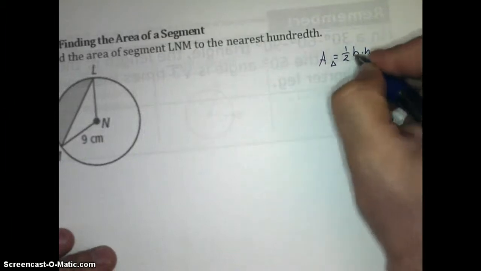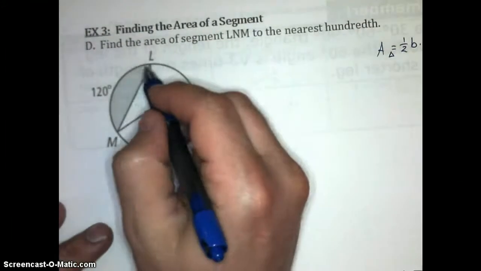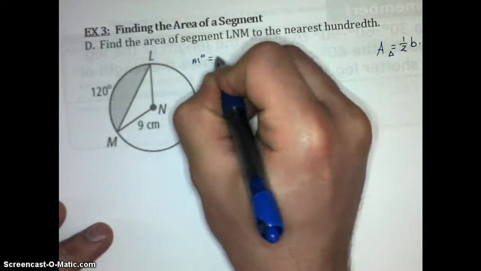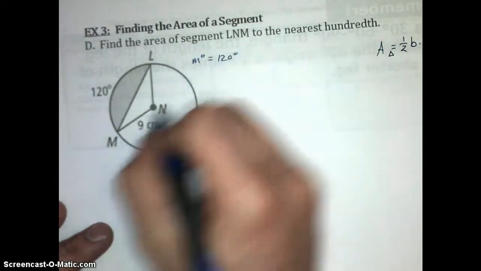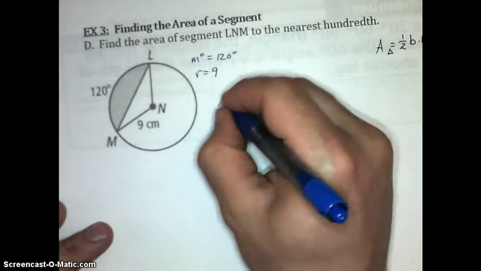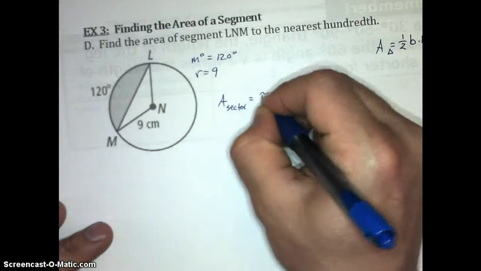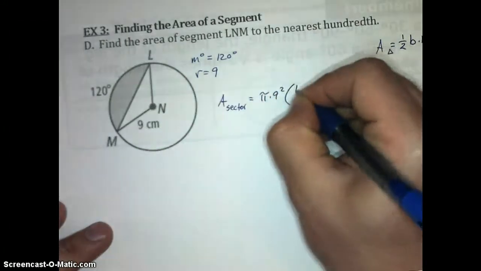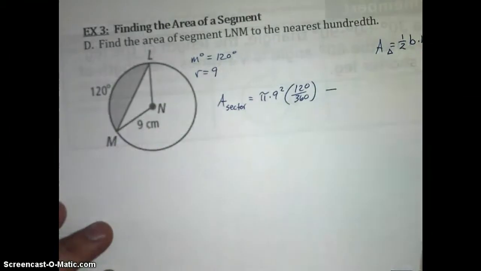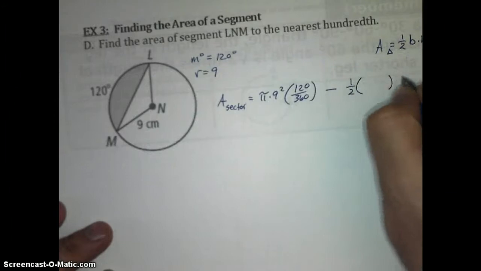Okay, so we'll need to know the height of the triangle, need to know the base edge of the triangle, and so on and so forth. So here's what we have. We have a 120 degree arc, so M is 120 degrees, and the radius is 9 centimeters, so we can find our sector area really easily. Area of our sector is pi times 9 squared times 120 over 360. But that needs to have the area of a triangle taken away from it. The area of 1/2 of our base times our height.